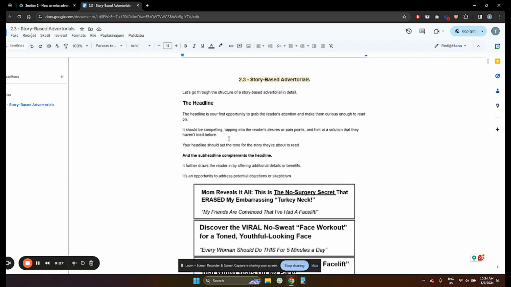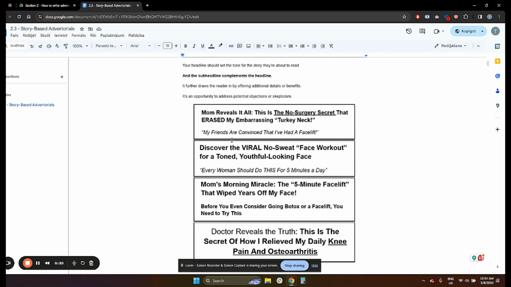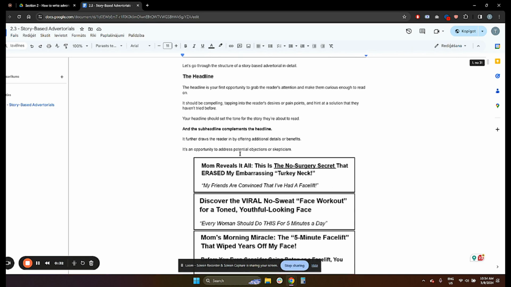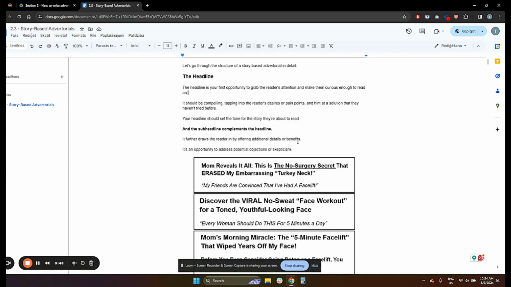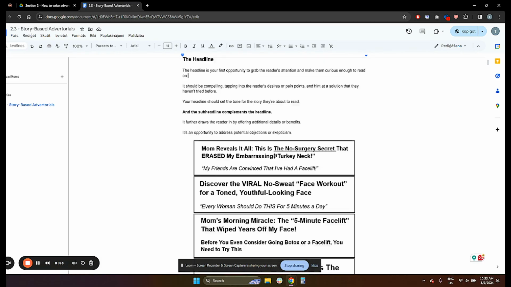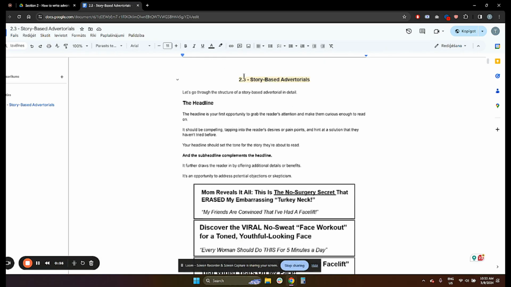And there are also other elements you can add: the subheadline, the header image, maybe some notes, some customer reviews, and basically everything you need to get the reader to scroll down and start reading your advertorial. And at the start, you need to set the tone right first. The story-based advertorial will tell a story of a customer who was in a similar situation to the reader right now with their problem.